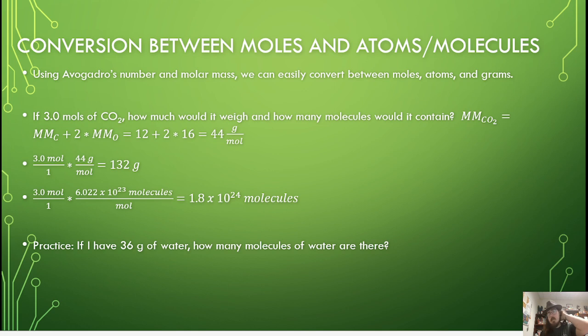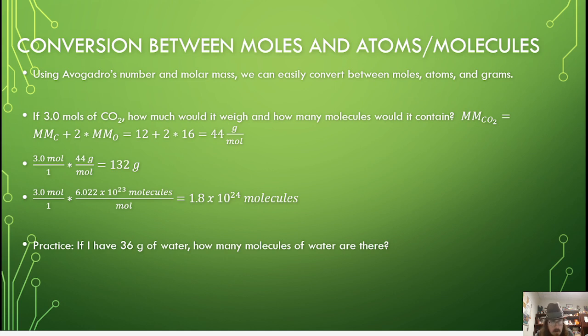Hopefully, the equation is the molar mass of CO2 is the molar mass of carbon plus 2 times the molar mass of oxygen. Well, the molar mass of carbon is about 12. The molar mass of oxygen is about 16, so 2 times 16 is 32. 32 plus 12 is 44. If you notice how I set that up, the 3 moles over 1 times 44 grams per mole. The reason I do that is because moles on top, moles on bottom, you cancel out. Then you're left with just grams. 3 times 44 is 132.